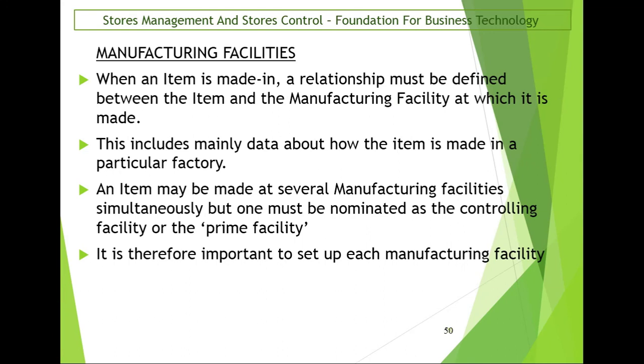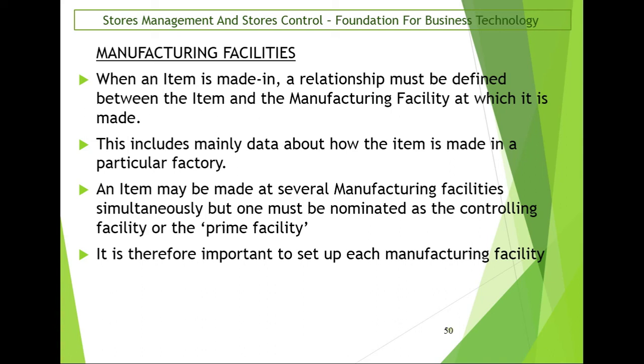The next physical facility we need to define are the manufacturing facilities. If we are having items that are being made by our organization, then we need to also create those facilities where those products are being made, so that we create a relationship between the items and the manufacturing facility at which those items are made. So we can describe how the items are made within the factory.